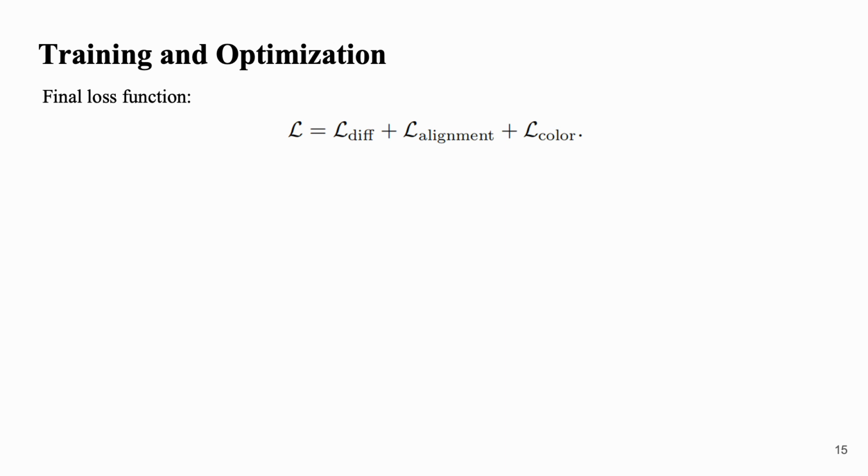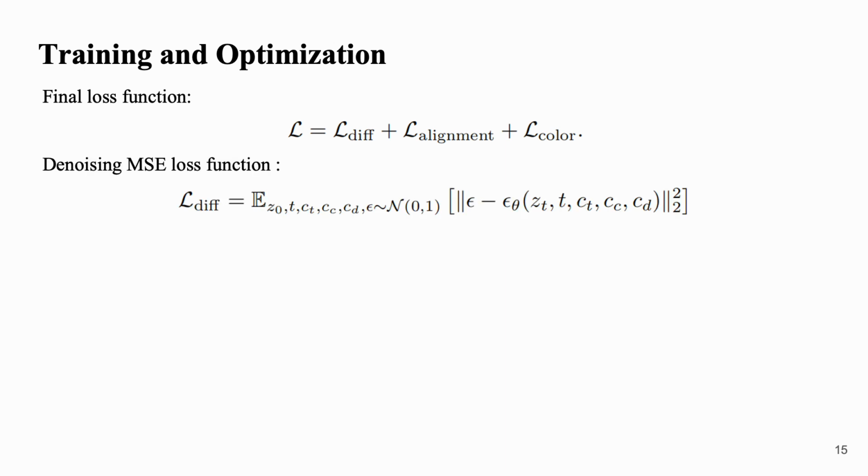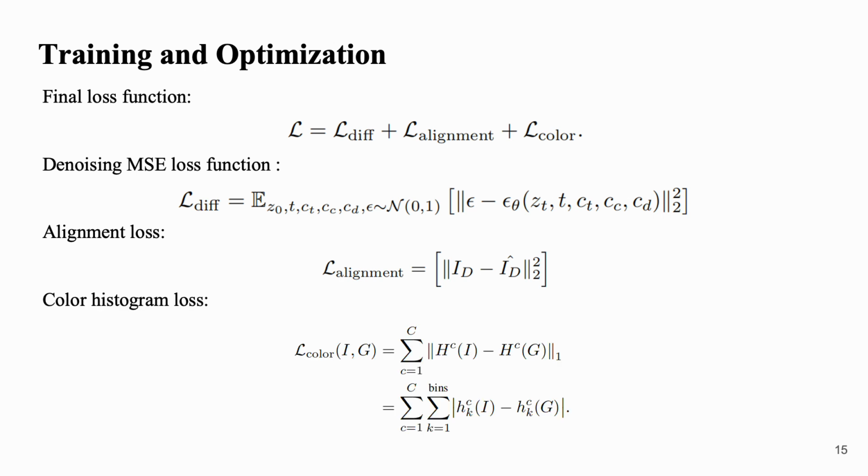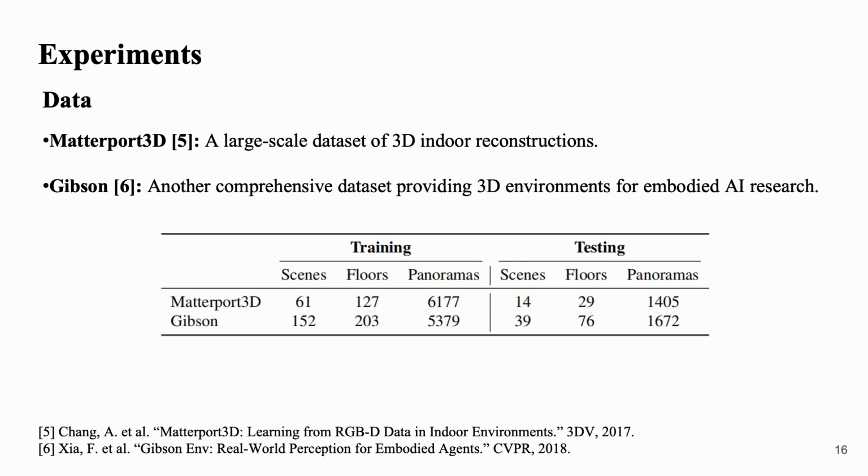Training uses three losses: the denoising MSE for the diffusion process, an alignment loss that ties refined outputs to the rendered depth structure, and a color histogram loss that keeps the global color and material distribution consistent with the top-down cue.